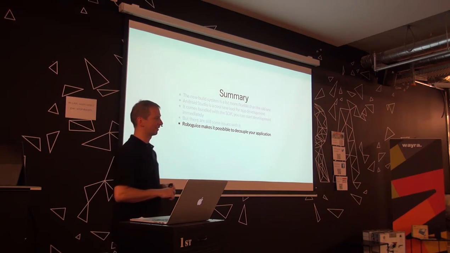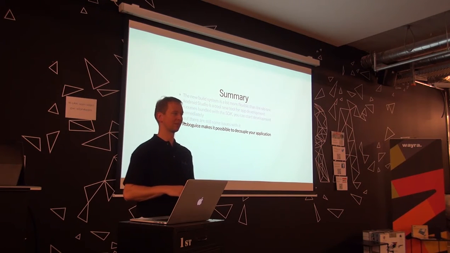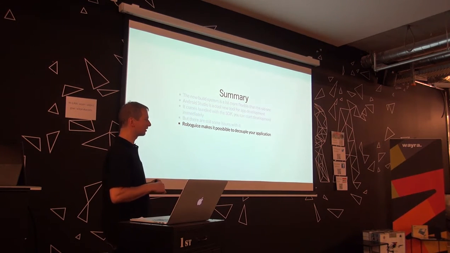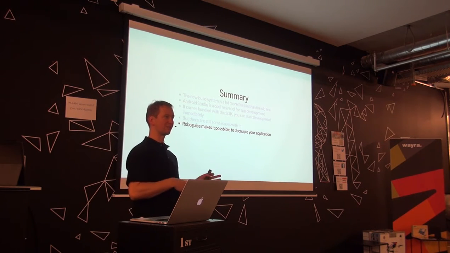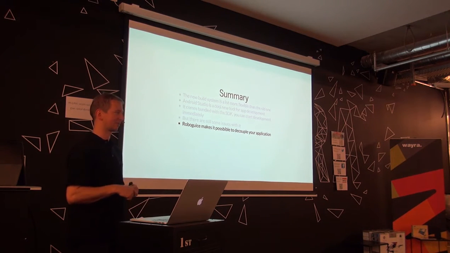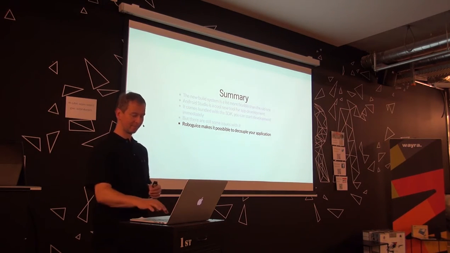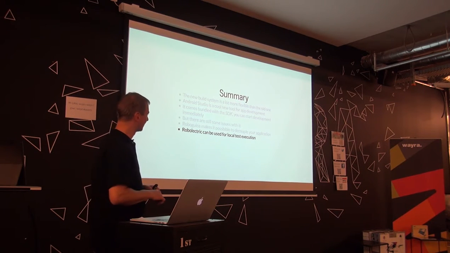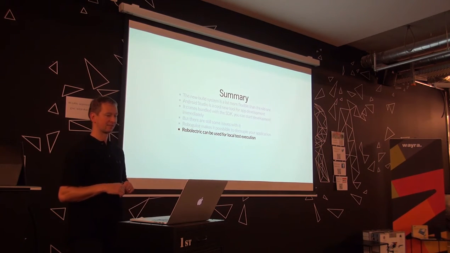We have seen that it's very easy to introduce RoboGuice to your application, to get the advantages of dependency injection in your project. This is maybe not that important if you have a small app, but if your app is growing and growing, at some point it's nice to think about introducing dependency injection to make things more testable, to make things more flexible. And we have seen a little bit how RoboElectric can be used to create unit tests for local execution.